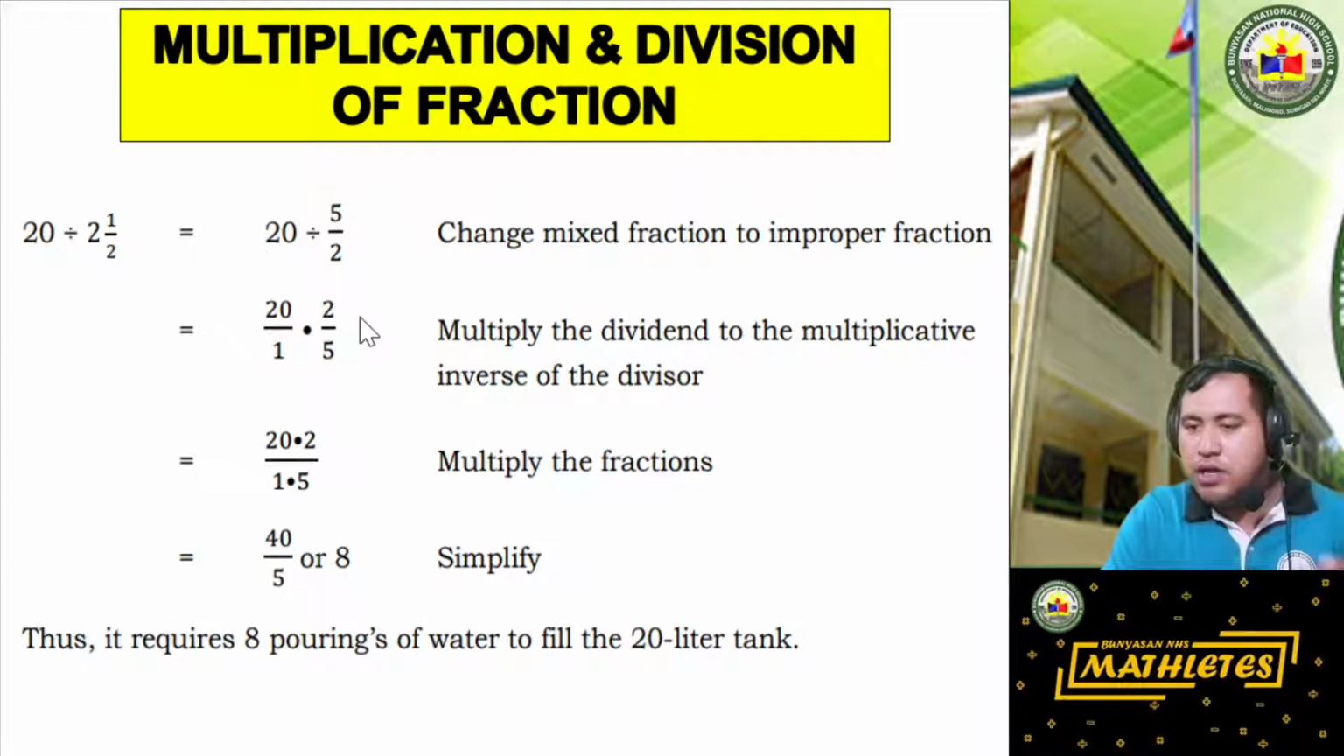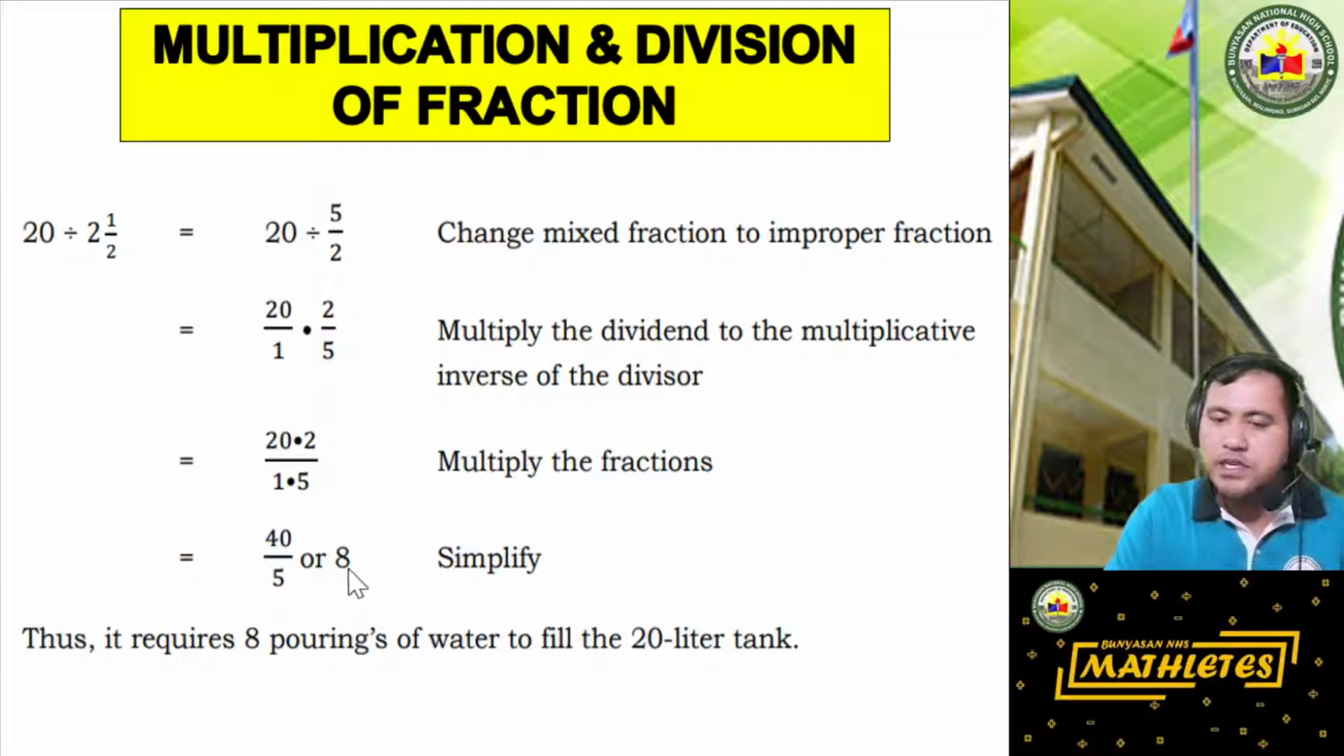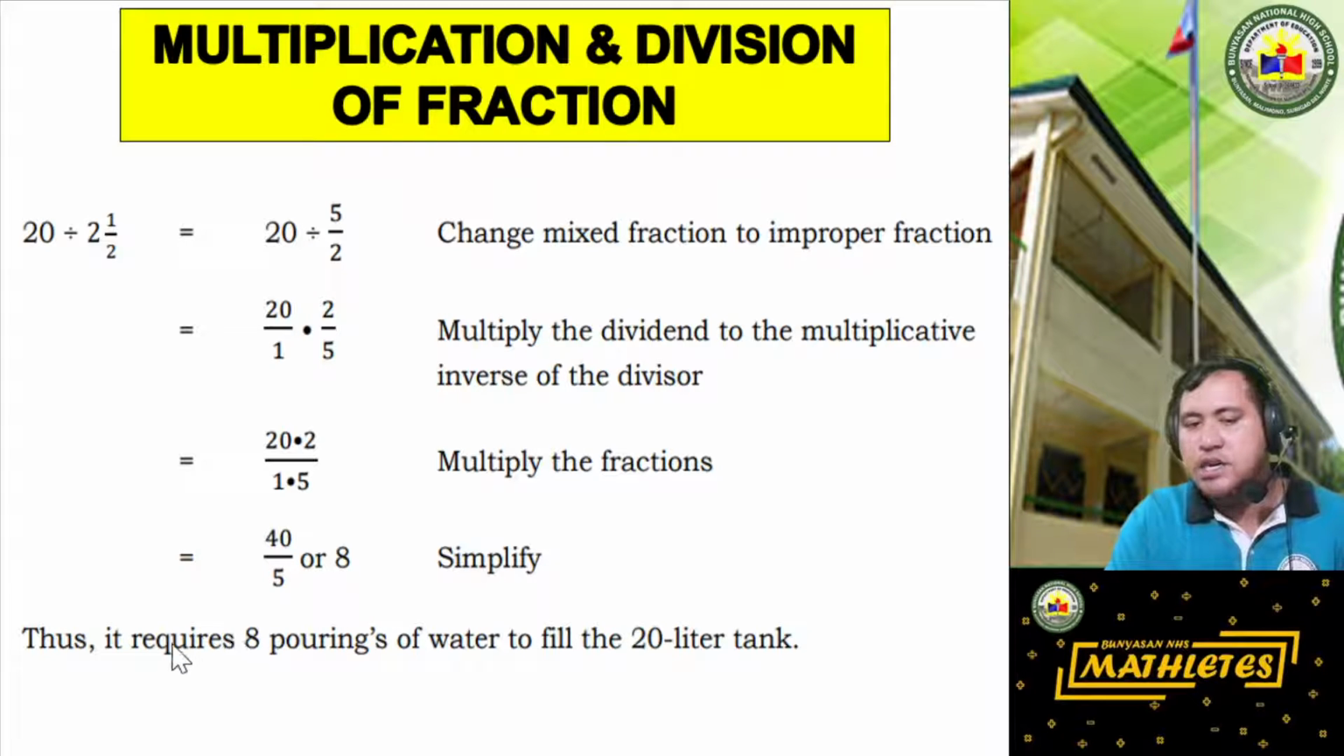multiplication na tayo kasi kinuha na natin yung multiplicative inverse ng ating divisor. So, ang multiplicative inverse ng ating divisor ay 2/5. Mula sa 5/2, naging 2/5. Tapos, apply the rule for multiplication of fractions. We have 20 times 2 is 40, 1 times 5 is 5. So, 40 divided by 5 is 8. So, the answer is 8. Thus, it requires 8 pourings of water to fill the 20-liter tank.